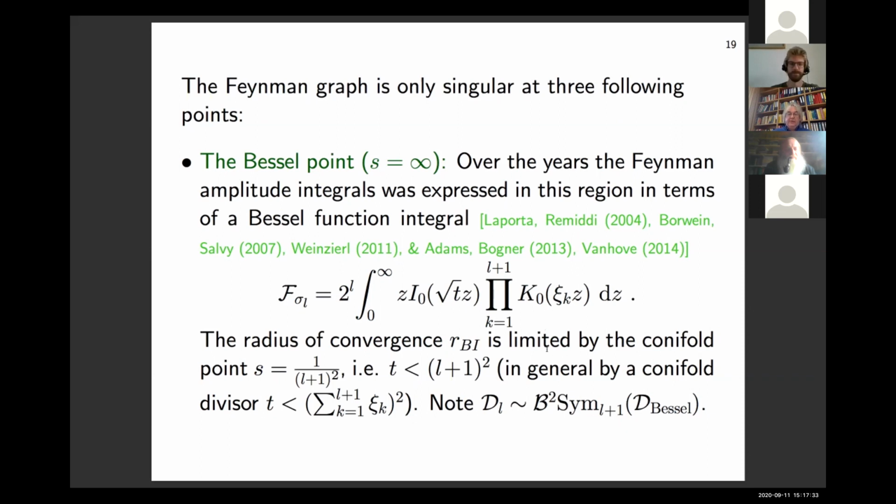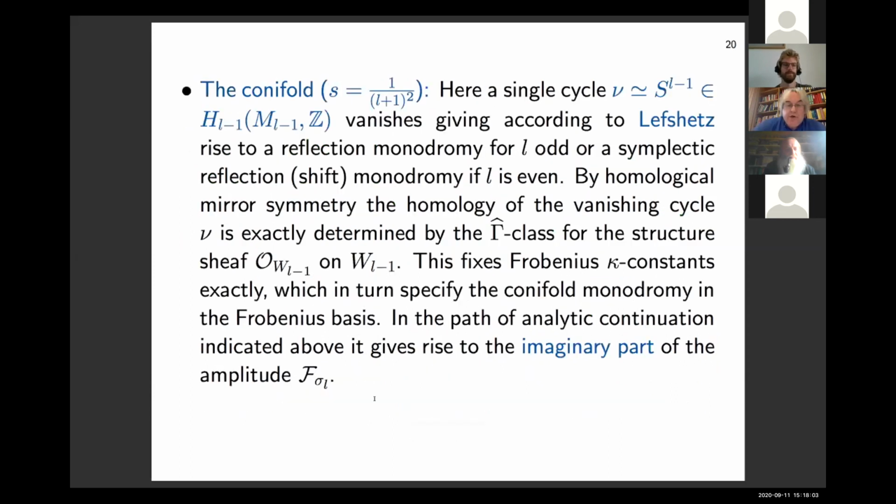But as I said, the radius of convergence of this expression is limited by the last conifold. And in general, it would be limited by this divisor here where the masses go in. And it's also very simple to get this D_L because you take just the L-th symmetric product of this Bessel function operator, which is trivial, and then you take 2 times the Borel transformation, and you get this operator that I have shown you here. So that's a general feature. And now let me talk about the conifold.